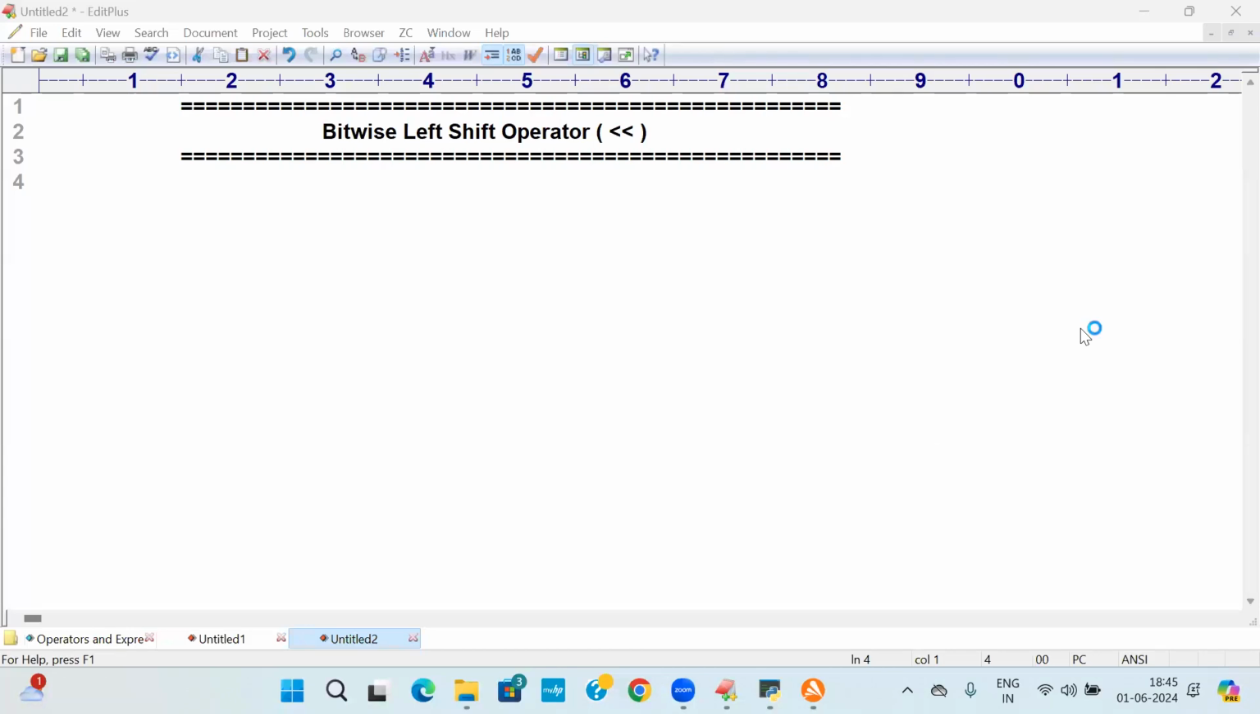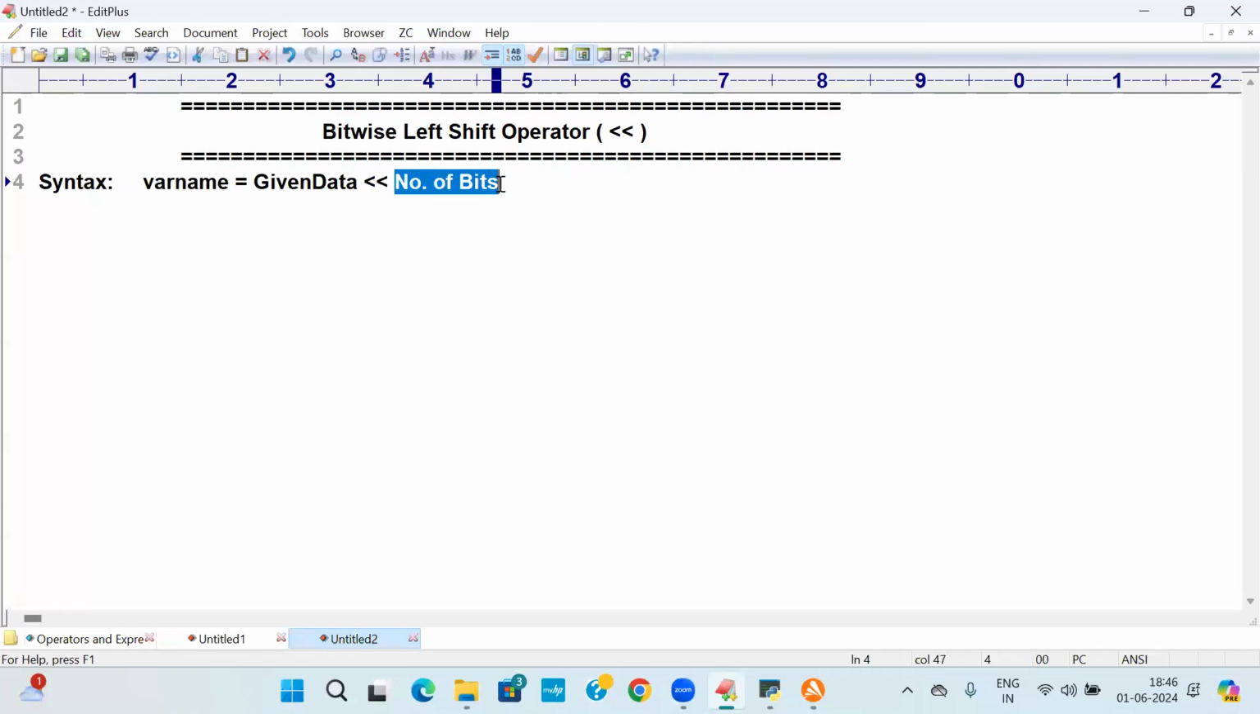Now I want to go for one small explanation. If you follow carefully, here I am writing the syntax. Variable name is equal to given data, double less than number of bits. Given data double less than what is this now? Number of bits. What is this number of bits?